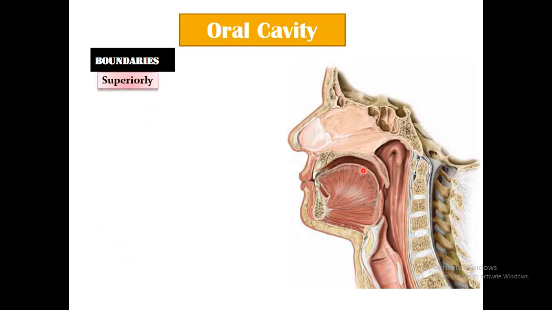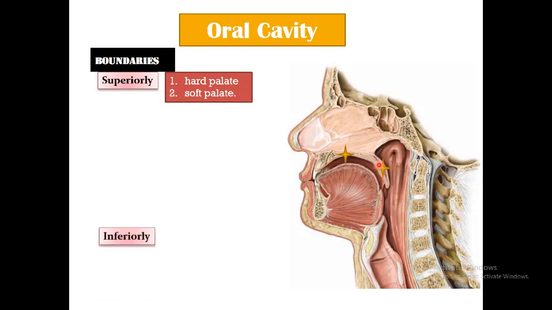So superiorly we have the roof. The roof of the oral cavity is formed by a hard part. This is called hard palate. Okay. Behind it we have a soft part. This is called soft palate. So the roof of the oral cavity is named palate, and this has two parts: anteriorly hard palate, posteriorly soft palate.